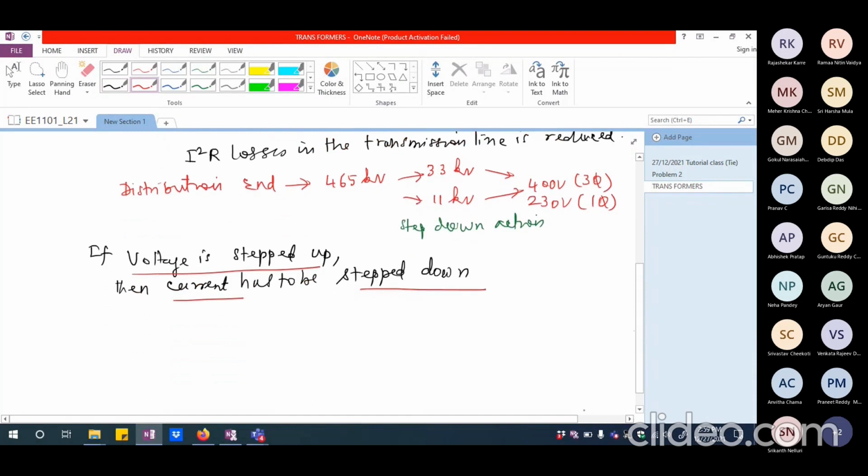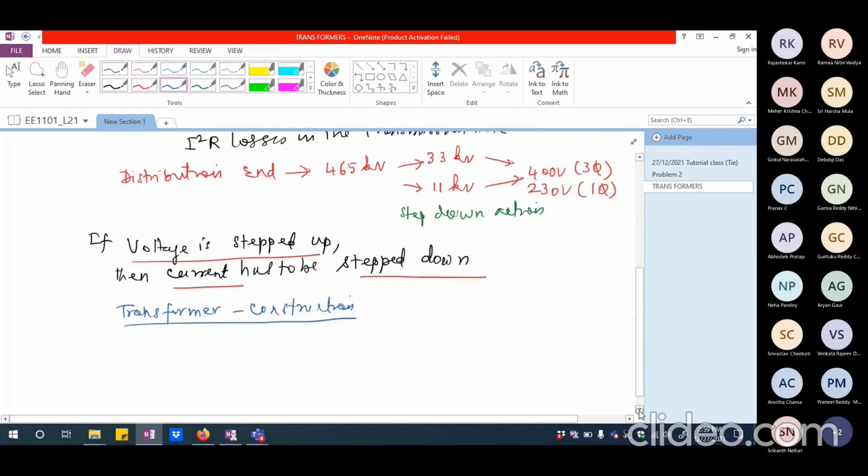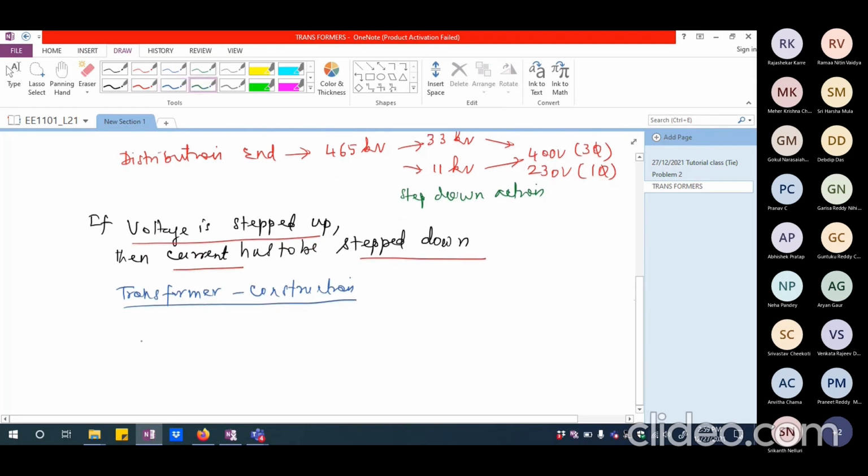So whenever we talk about a transformer, as I told you in the last class, notionally you can say transformer structure somewhat looks like this. So I'm going to just say about the construction very briefly. For the primary and secondary, they have to be wound around a ferromagnetic core. So I'm going to have probably my ferromagnetic core somewhat like this. So I'm showing the shape of one particular stamping.